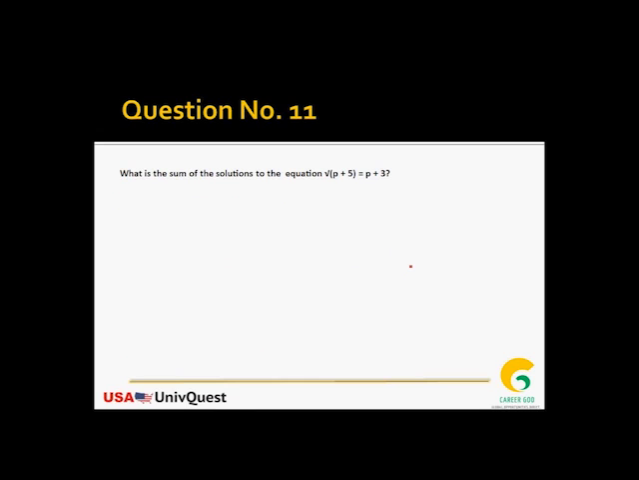Can you people please solve this question? Square root of p plus 5 is p plus 3. What is the sum of the solutions to the equation? This is square root of p plus 5 is equal to p plus 3. Very simple equation. What is the sum of the solutions to the given equation? Please do remember you have 1 minute to solve this question.